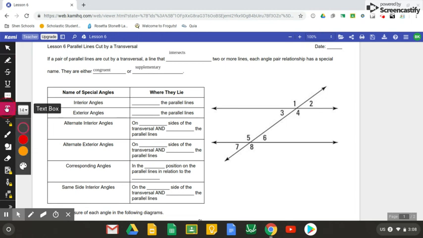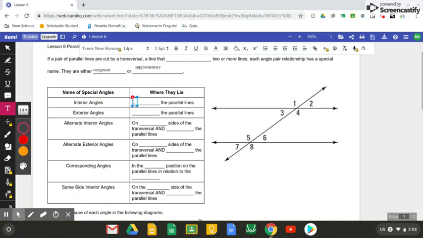But before we get into the bottom 4, we got to talk about the top 2. We got to talk about interior angles and what that means. Interior means inside, so interior angles are inside the parallel lines. Next term, exterior. Exterior, like the exterior of a house, means outside. So exterior angles are outside the parallel lines. All right, so here we go.